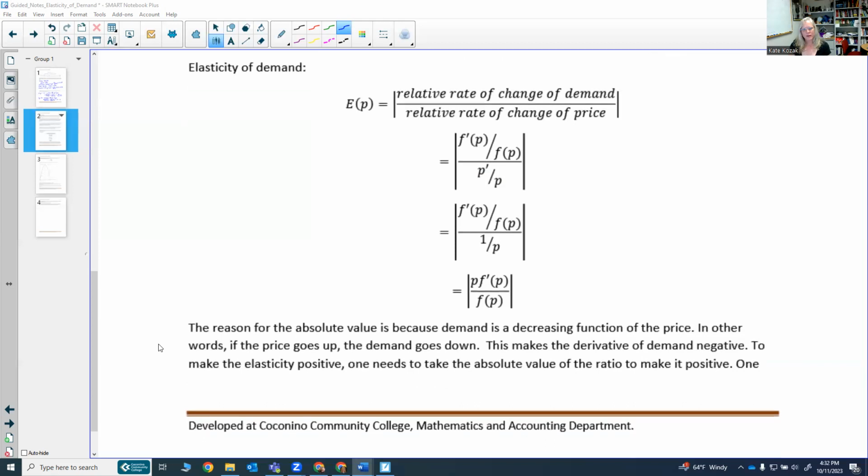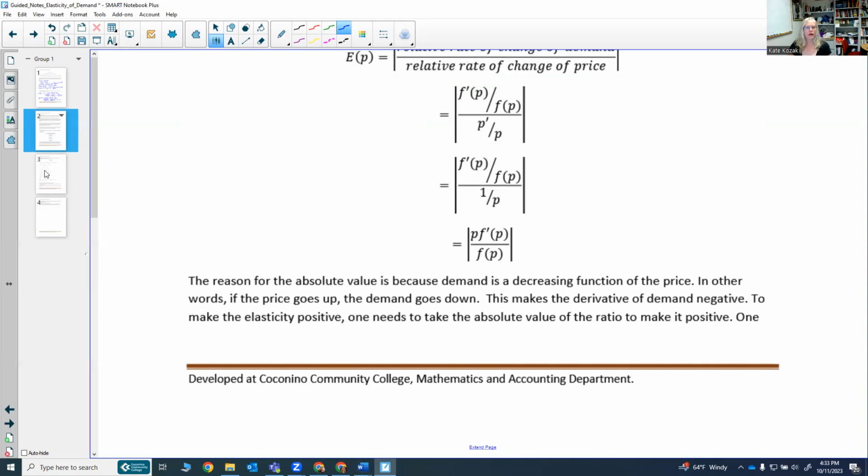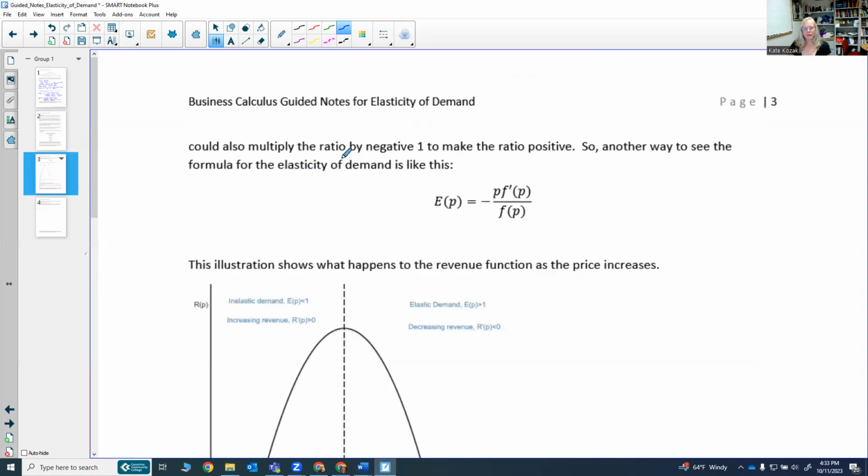The reason for the absolute value is because the demand is a decreasing function of the price. In other words, if the price goes up, the demand goes down. This makes the derivative of demand negative. To make the elasticity positive, no good reason, but you want it positive, one needs to take the absolute value of the ratio to make it positive. One could also multiply the ratio by -1 to make it positive. So another way to see the formula for the elasticity of demand is like this: E of P is equal to negative P times F prime of P over F of P.